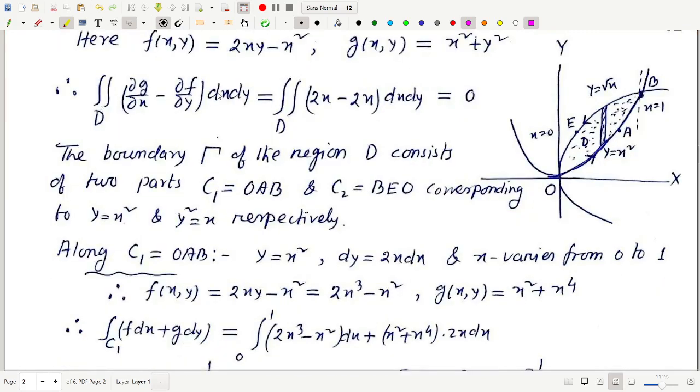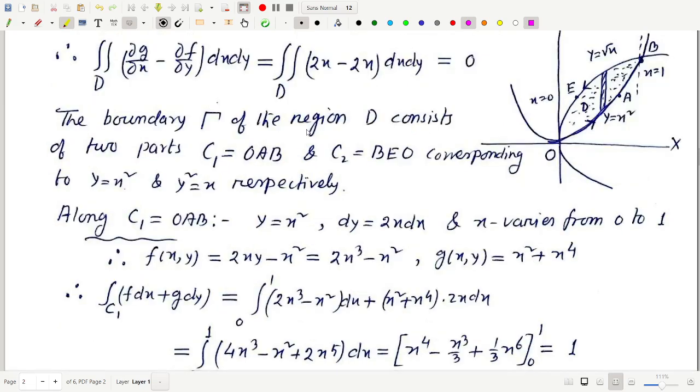Therefore, let us find the double integral first, the right side of Green's theorem. Double integration over D of del g by del x minus del f by del y. That is equal to del g by del x; g is here x square plus y square, so it is twice x. And del f by del y, the derivative of y with respect to y is 1, so it will be only twice x. So twice x minus twice x. The integrand is 0, so the answer is 0. The double integral answer is 0. So we should get the line integral along the boundary curve gamma also 0.